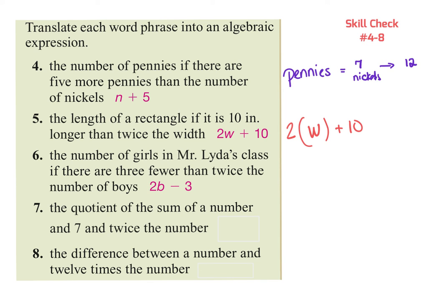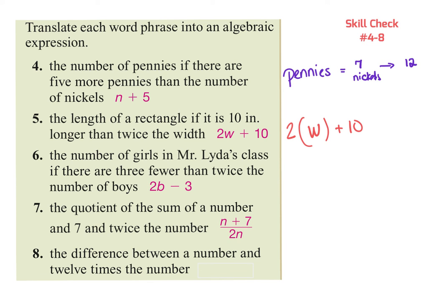All right? The quotient. Quotient means division. The numerator of this quotient is the sum of a number and 7. We don't know the number, so we need a variable. What is sum? Addition. So my numerator here is an addition between some number and 7. My denominator is twice the number, which is what? Addition, subtraction, multiplication, division. Twice is multiplication. So it's going to look like this. The numerator is n plus 7. The denominator is 2 times n. Same number, we just don't know what it is.